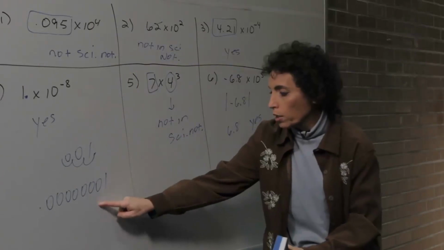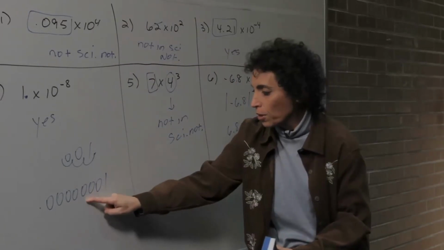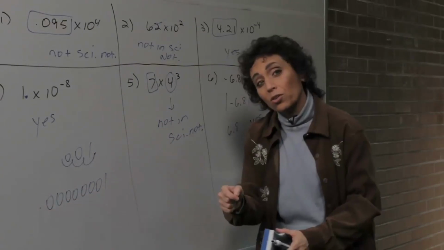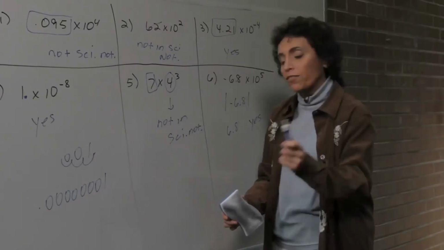Because 1, 2, 3, 4, 5, I missed one, sorry. 1, 2, 3, 4, 5, 6, 7, 8. When you get older, you start seeing lots and lots of zeros when you look at zeros. Okay? Yeah, look forward to that.